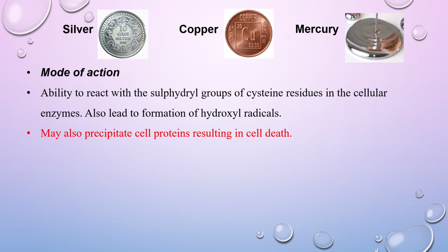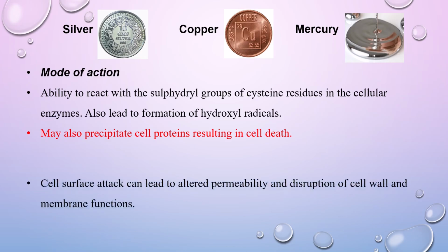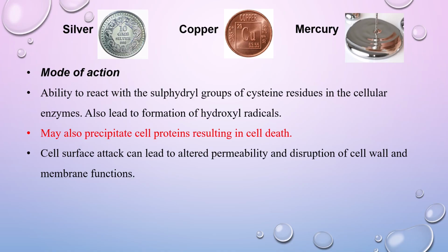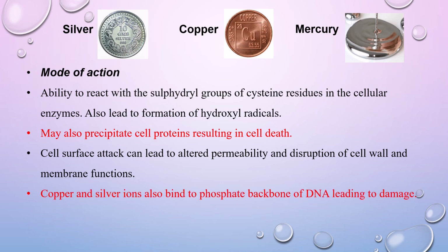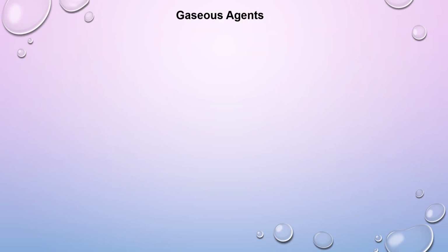Positively charged ions have an affinity for negatively charged bacterial cell surfaces. Cell surface attack can lead to altered permeability and disruption of cell wall and membrane functions. Copper and silver ions also bind to phosphate backbone of DNA, leading to damage. Let us now talk about the gaseous agents as antimicrobial agents.